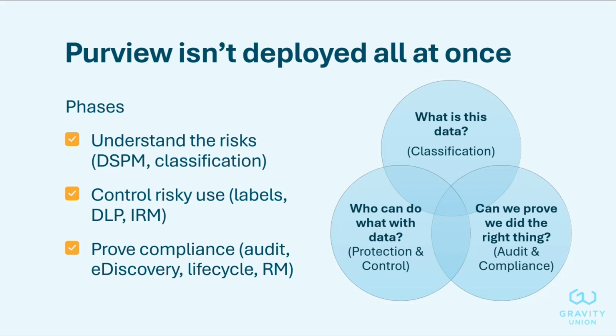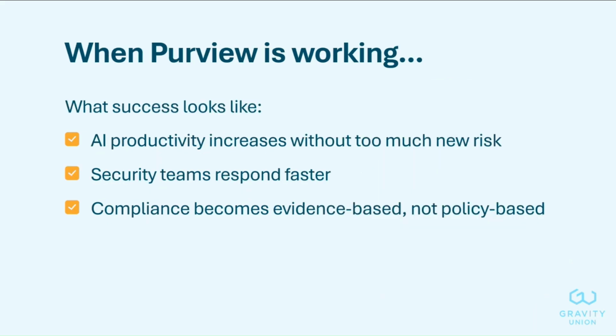This is how I sort of think about the different areas of Purview and what we are trying to do. You're not going to roll everything out all at once. This is the key message here. Typically, you're going to start with classification, understanding the risks. What are the risks out there? Then you want to start putting in some controls, to control that risky use. And you may flip these. Maybe you want to do compliance first and then control risky use. But those are usually the high-level phases when we think about rolling this out.